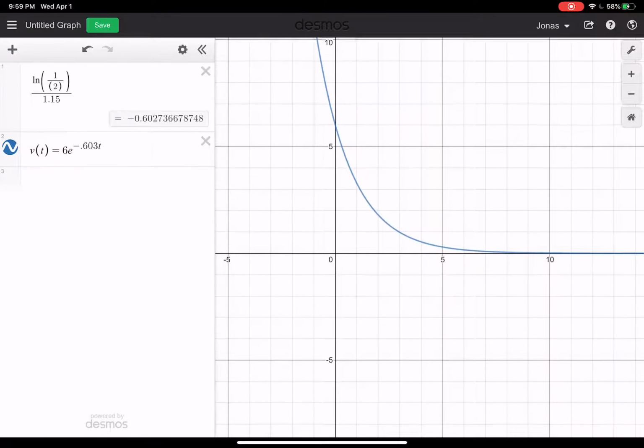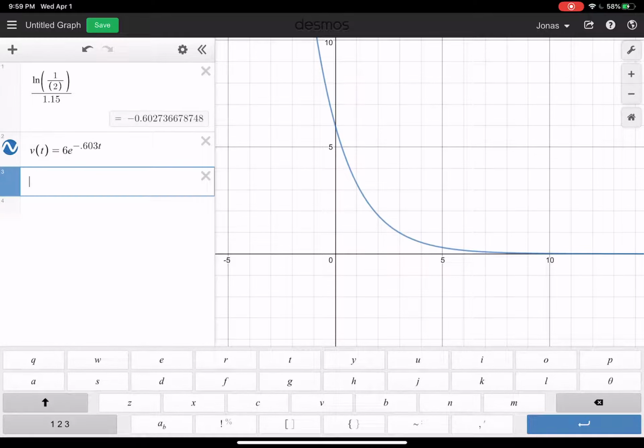Now, some things to note. Let me give myself a little pointer here. Give me just 1 sec.